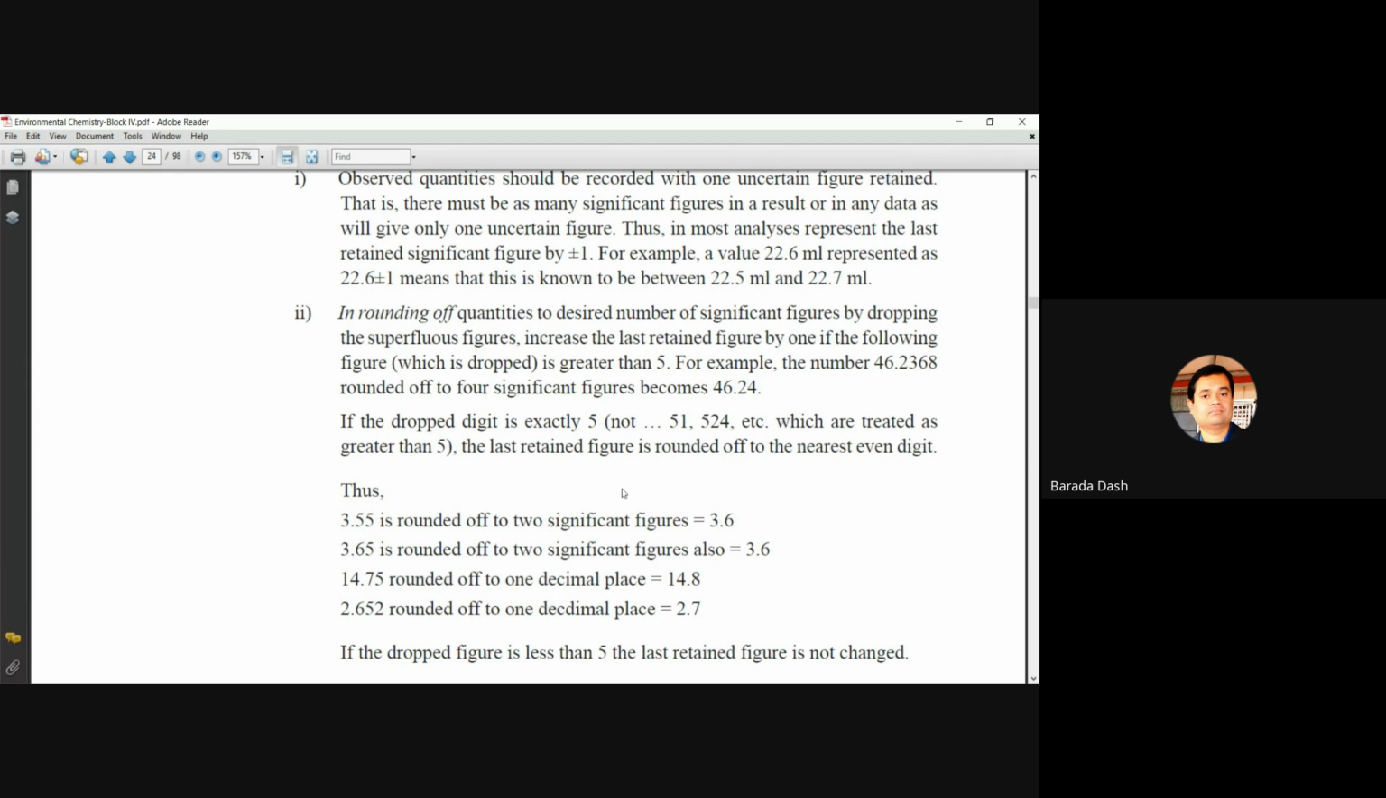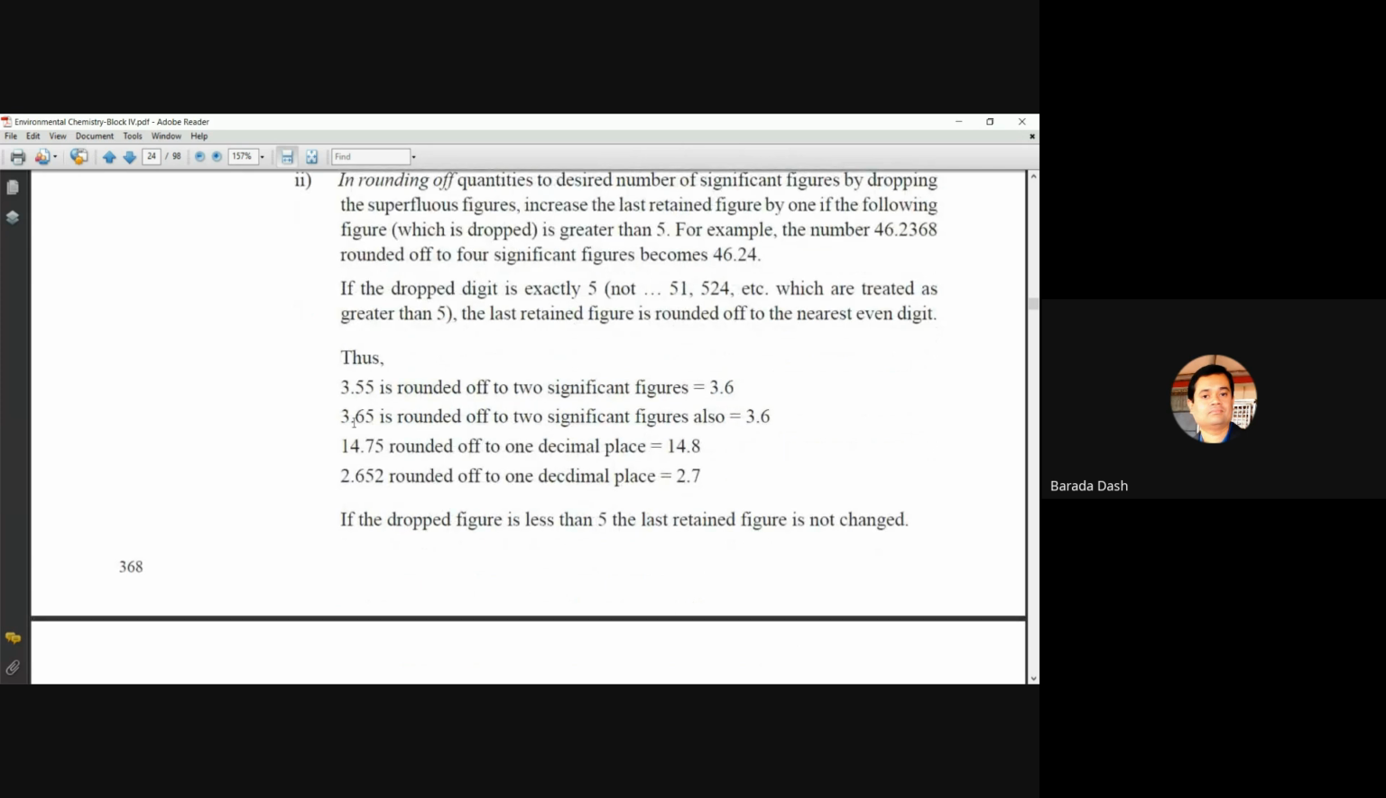For example, 3.55 is rounded to two significant figures as 3.6. If the dropped digit is 5, then it is rounded up to 3.6. 3.65 is rounded to 3.6. 14.75 is rounded to 14.8. 2.652 is rounded to 2.7.